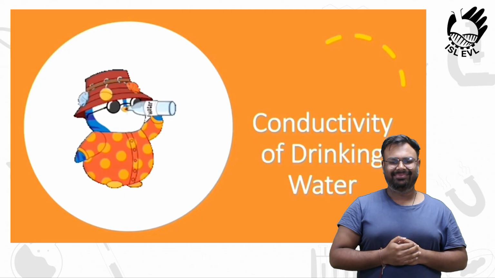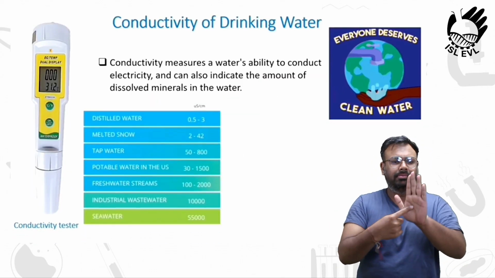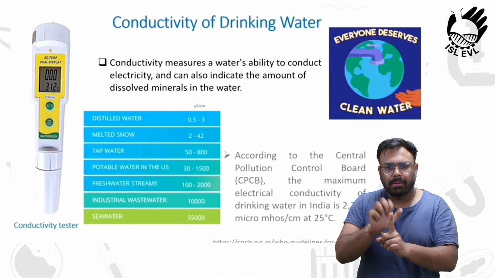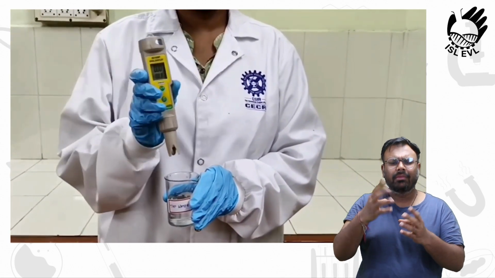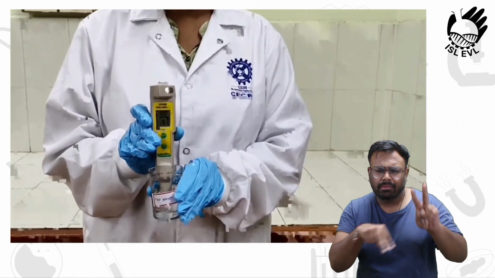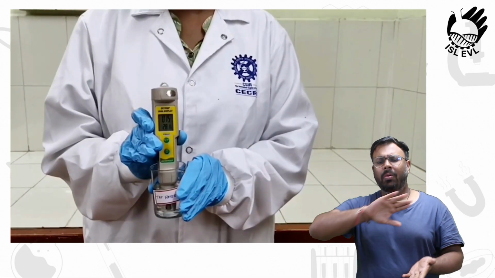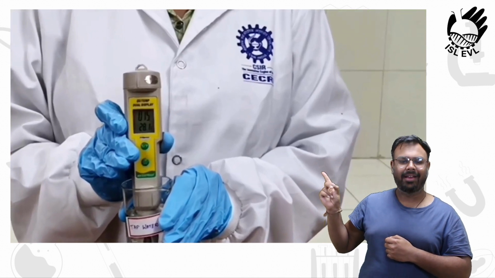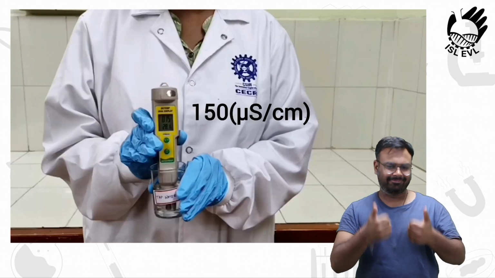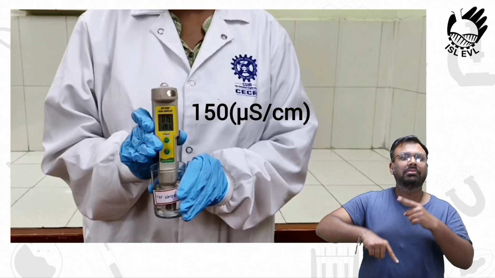Next, we will move to conductivity of drinking water. Conductivity measures the water's ability to conduct electricity and provides an indication of the dissolved mineral content. When a conductivity meter is dipped into the tap water sample, it shows a reading of 15, which then multiplied by 10 gives a conductivity of 150 microsiemens per centimeter, which is not within the acceptable range for drinking water. That indicates poor quality of water.